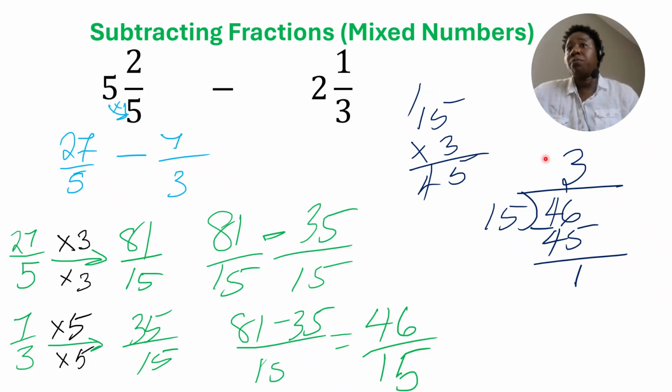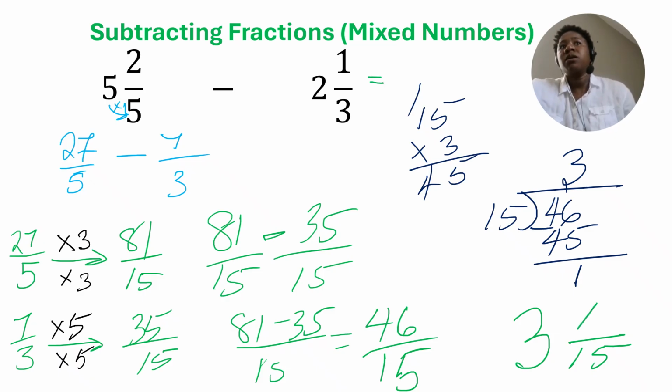This setup here will help us with converting 46 over 15 to a mixed number, because we know that we got 15 from 46 3 whole times, or 3 here. The denominator will remain the same, and the remainder is the new numerator. So 3 and 1/15. So again, 5 and 2/5 minus 2 and 1/3 is 3 and 1/15. Or if you want to leave it as an improper fraction, 46 over 15.